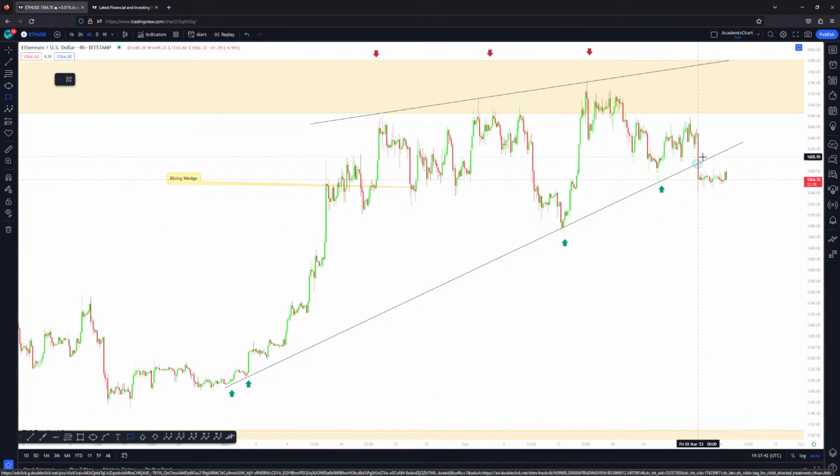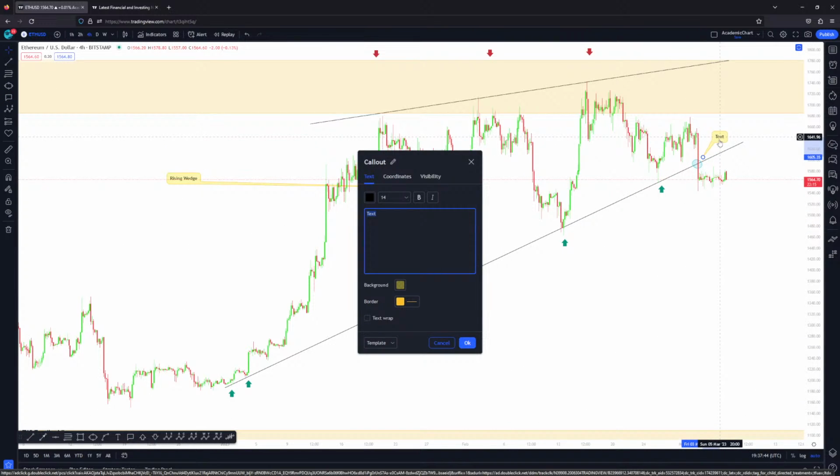So this is the third indication that okay, this rising, this impulsive, bullish move, it is done. We are seeing some sort of reversal here.